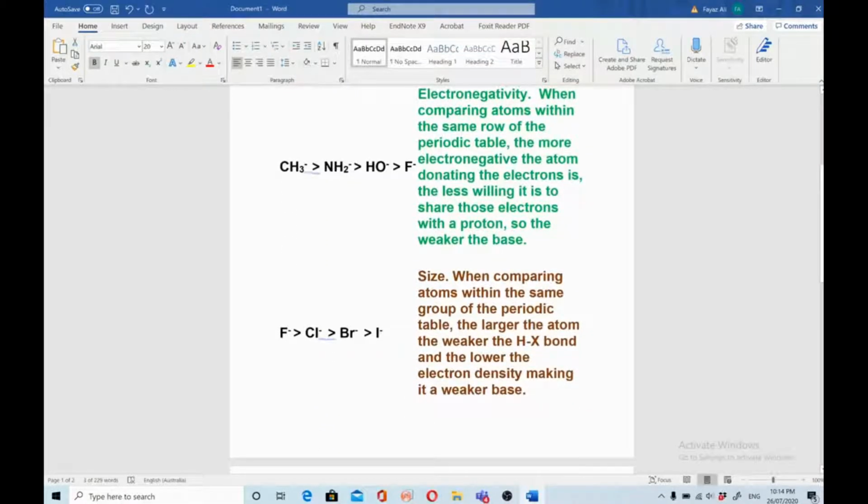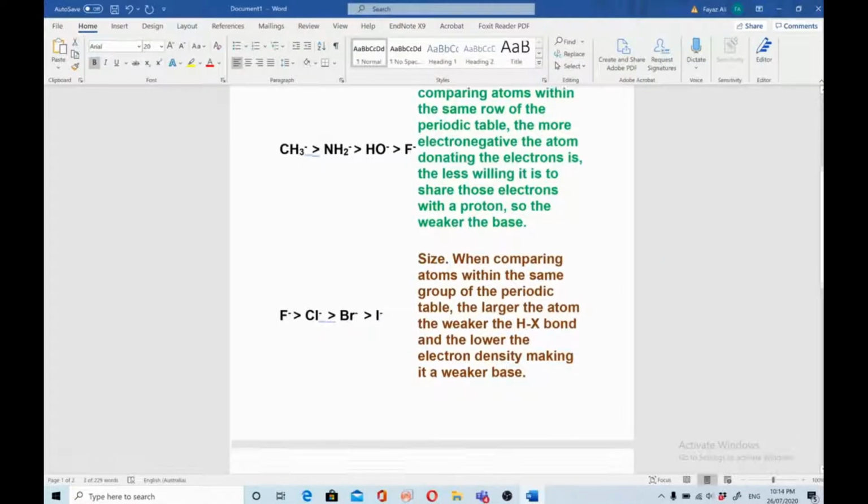The next factor is size. When you compare the elements of the same group, like fluoride, chloride, bromide, and iodide, which one is more basic? When comparing atoms within the same group of the periodic table, the larger the atom, the weaker the H-X bond and the lower the electron density, making it a weaker base. According to this concept, iodide ion will be the least basic and fluoride ion will be the most basic.